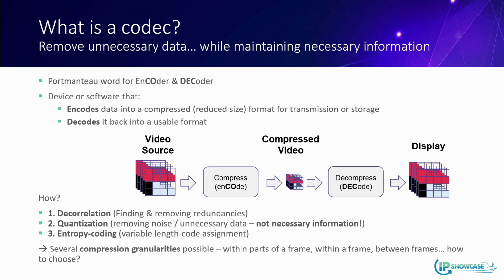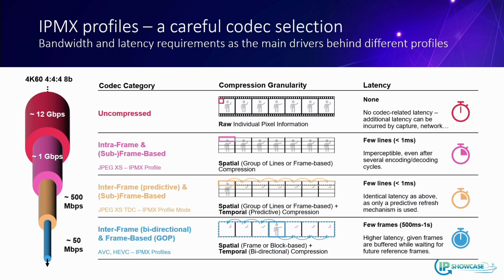And for all of those stages, you've got several compression granularities that are possible. You can look for redundancies within part of a frame. You can look for redundancies within a whole frame. And you can look also for redundancies between frames. And there's a cutoff. So you have to decide where you stop looking for redundancies and you start encoding the data. And that cutoff is at the heart of any codec algorithm.